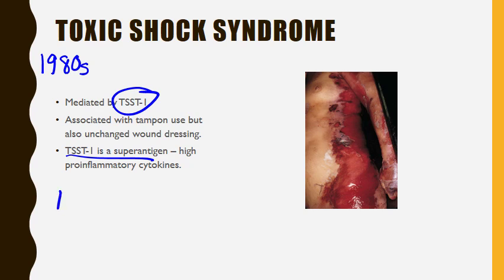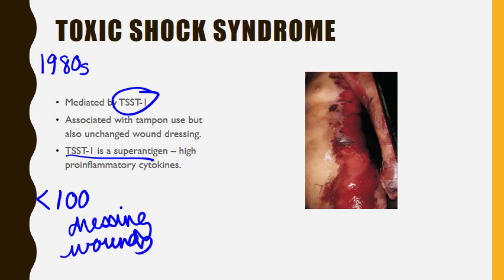And these days we see fewer than 100 cases in the US each year, and they're not necessarily associated with tampon use anymore. They can also be associated with a wound dressing that isn't changed, or any other way that wounds are not maintained, not kept clean.